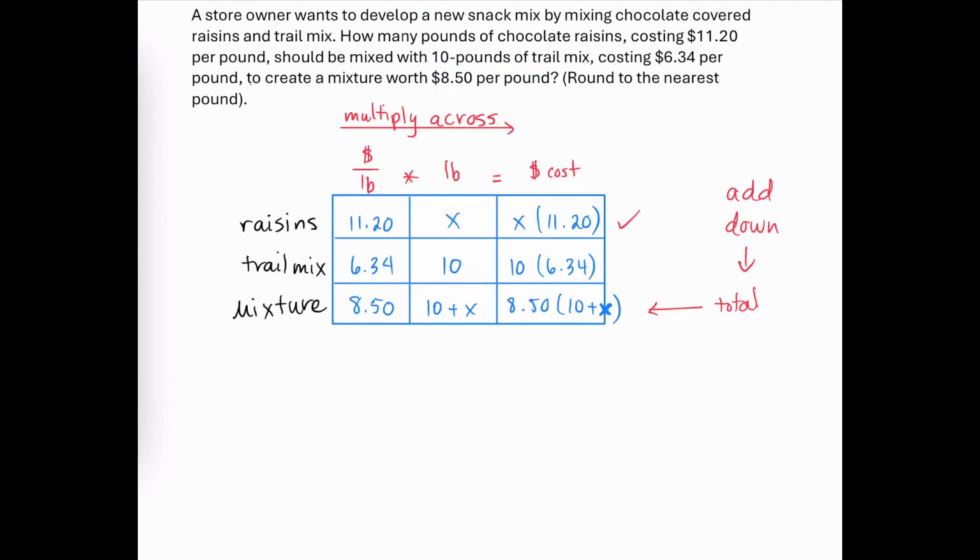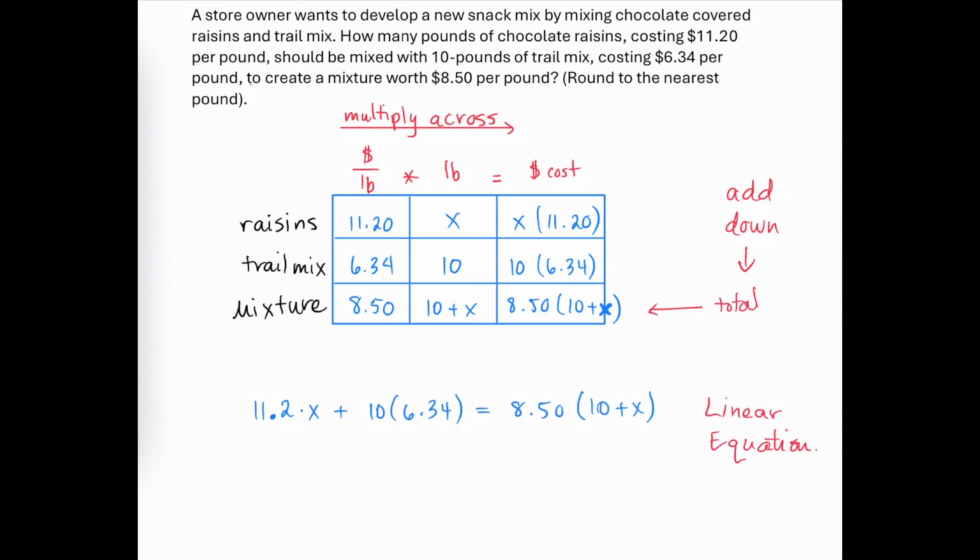So again, we'll have x times 11.20. Let's rewrite that as 11.20 times x, or even better, 11.2 times x. And we add that to 10 times 6.34. And the total of those two costs should equal the cost of the overall mixture, which is $8.50 times 10 plus x. So this is the linear equation that we now want to solve for x.